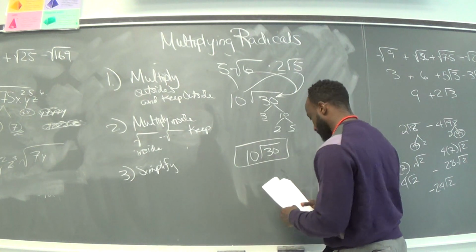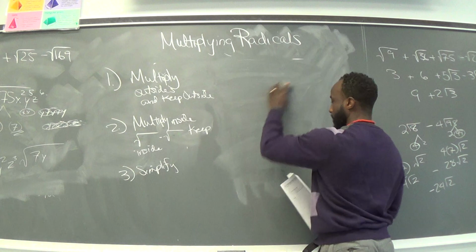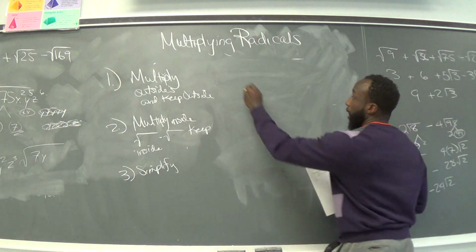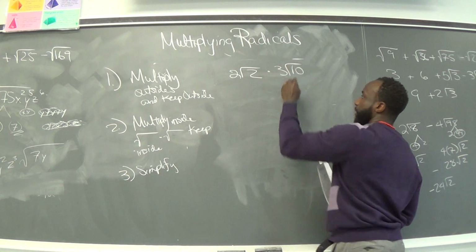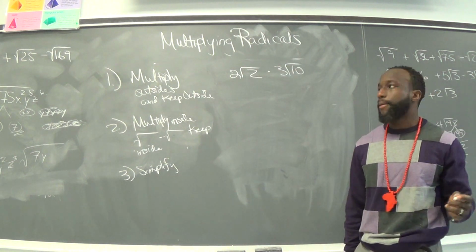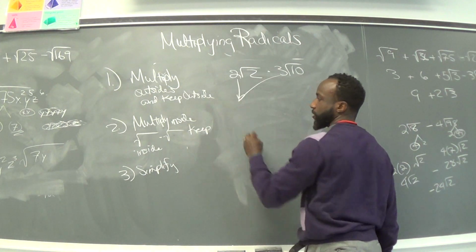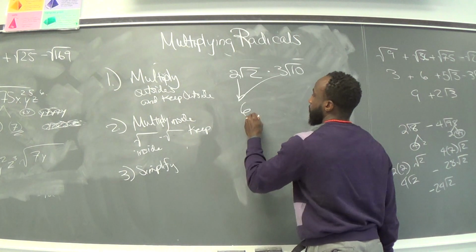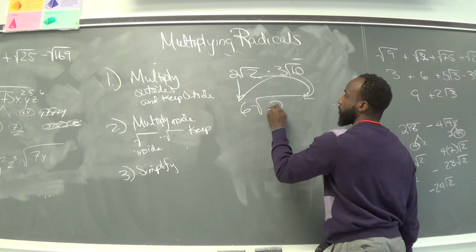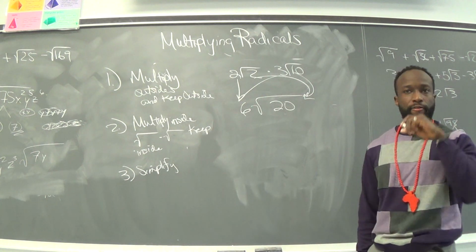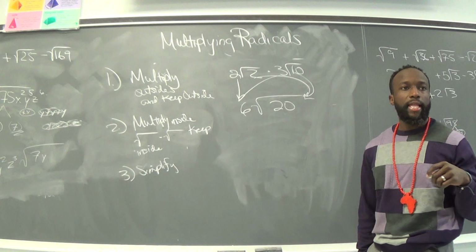Good. Let's look at number 4. Let's look at another example. Here we go. 2 root 2 times 3 root 10. Number 1, multiply the outside numbers. So that's 3 times 2, which is what? 6. Good. And then you got 2 times 10, which is what? 20. Everybody good with that so far? So, Kaylee, what's next?